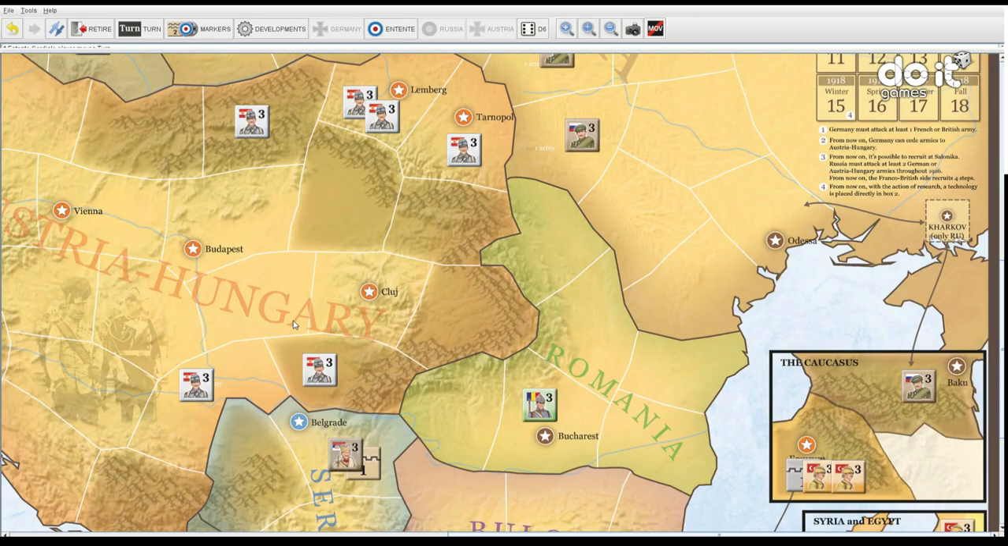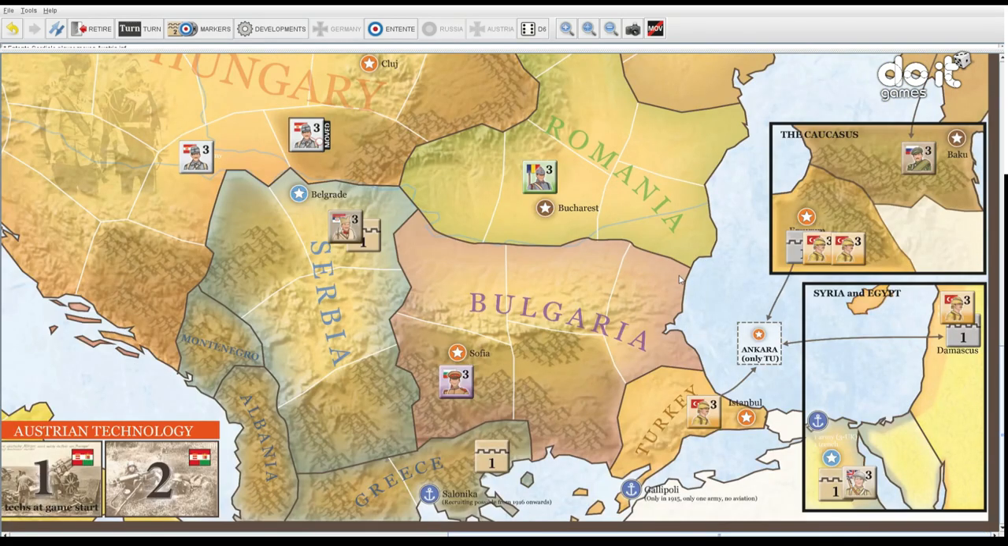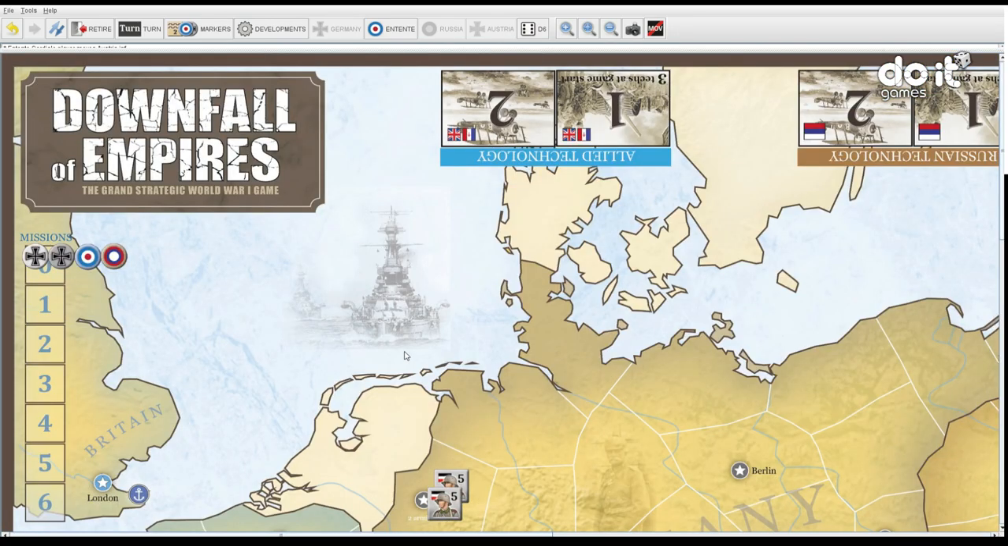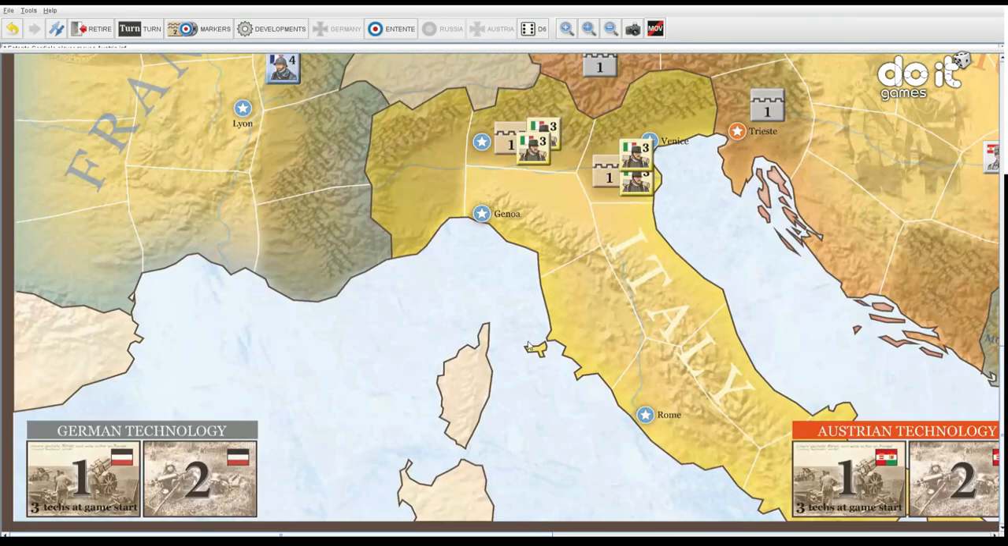Normally, in each area, we can put up to 3 armies of each power. But in those small areas, we can only put 2 armies of each power. This is a general rule. Okay, so let's start. I have explained to you more or less the geography and a few things about the game.